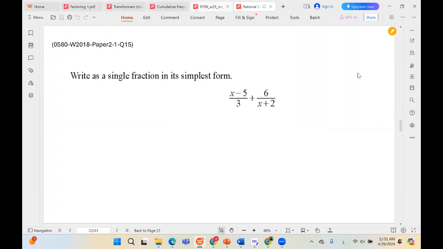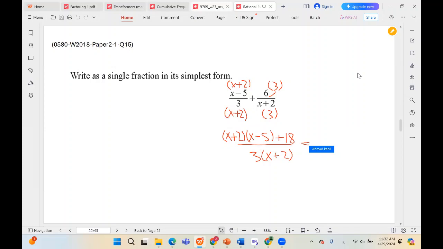Same idea, we multiply here by x plus 2, multiply here by 3. We copy this in the numerator. So the denominator now has 3 times x plus 2. In the numerator, we have x plus 2 times x minus 5 plus 18. 6 times 3 is 18.